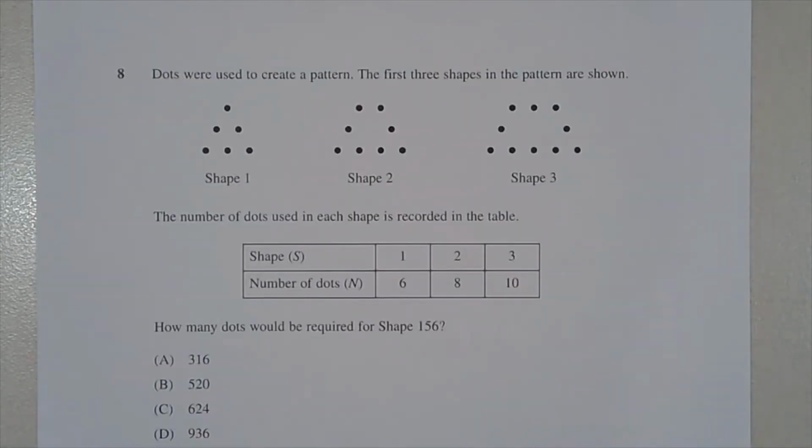Question 8. Dots were used to create a pattern. The first 3 shapes in the pattern are shown. The number of dots used in each shape is recorded in the table. How many dots would be required for shape 156? Firstly, let's determine the rule for this table.